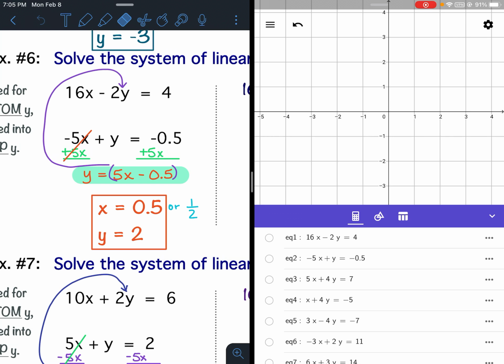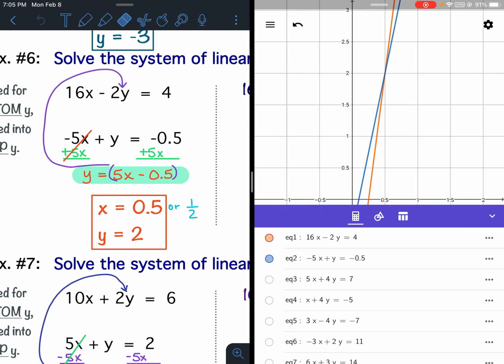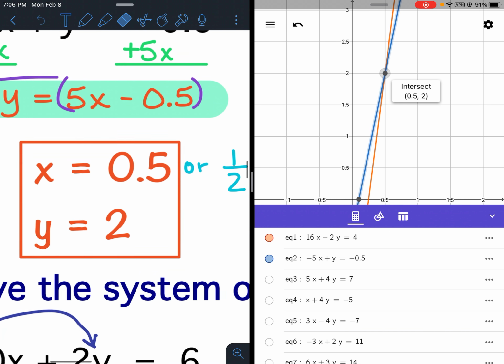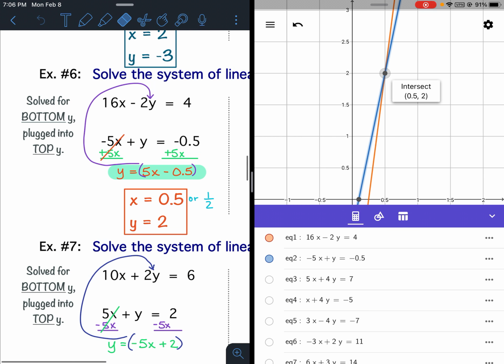I've got 6x minus 2y equals 4, and negative 5x plus y equals negative 0.5. Notice I already typed in some equations to make this quicker. So if I click on those two, zoom in, touch where they intersect, I get 0.5 and 2. So use this app to check your answers. You could use it for graphing, and for substitution, which I just used, and we can use it for elimination.